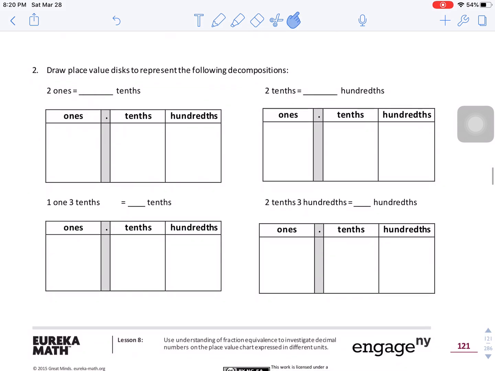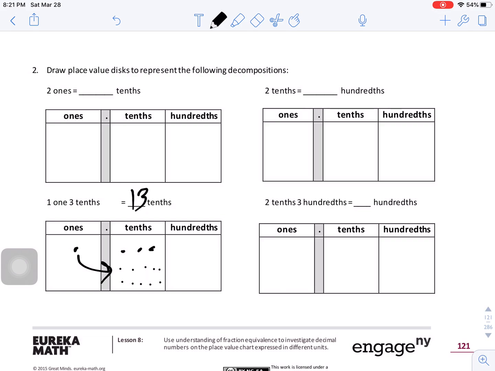On the place value chart, you just show your place value discs, and then do the regrouping. So for example, on this problem, it says 1 and 3 tenths equals how many tenths? All I would have to do is regroup that 1 into 10. And now I have 10, 11, 12, 13 tenths.